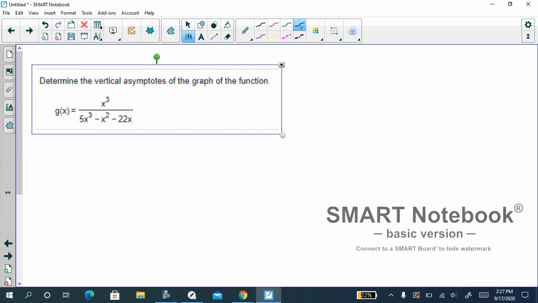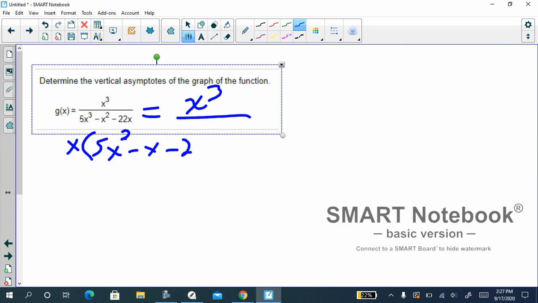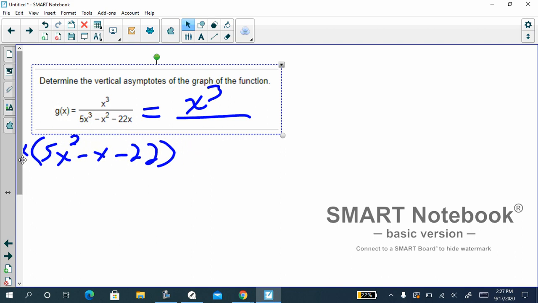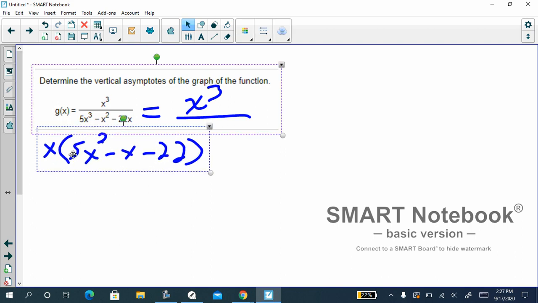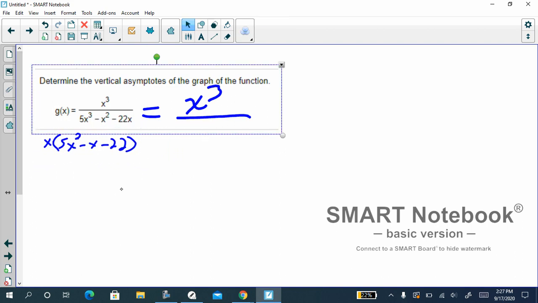This one asks us for the vertical asymptotes. So let's factor the denominator. First of all, notice that all three terms have an x, so we can factor out an x. That leaves us 5x squared minus x minus 22. That's how we factor the denominator to begin with.